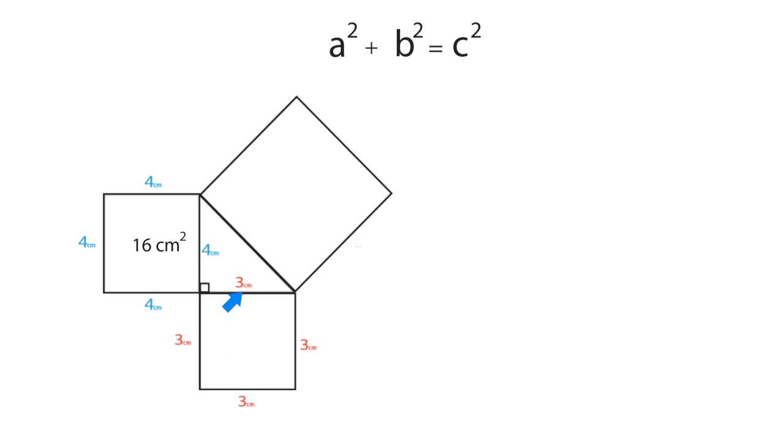And then I'm going to go down to square B, which is here, or side B. Side B has side lengths of 3 centimeters. So to figure out the area of square B, I'm going to do 3 times 3, and I'm going to get an area of 9 centimeters squared.